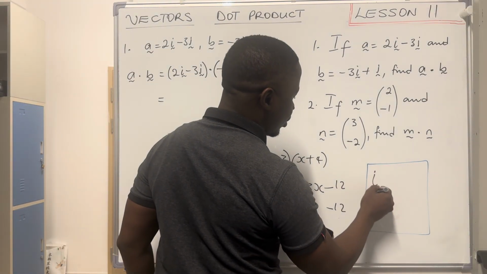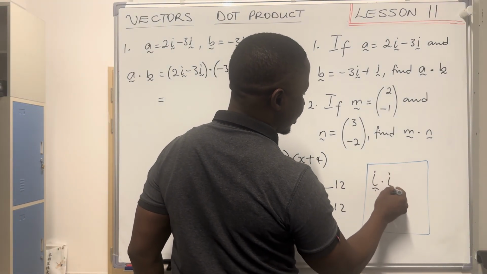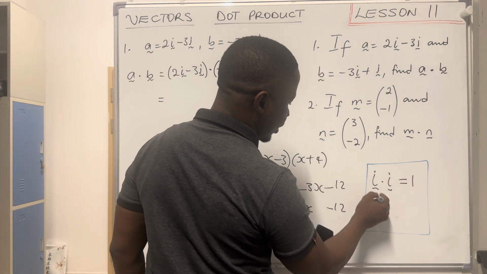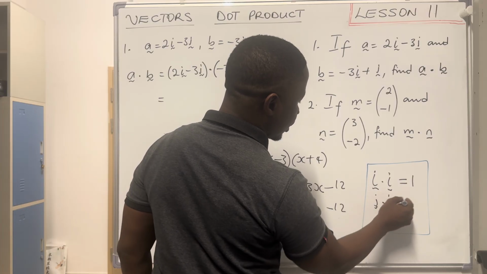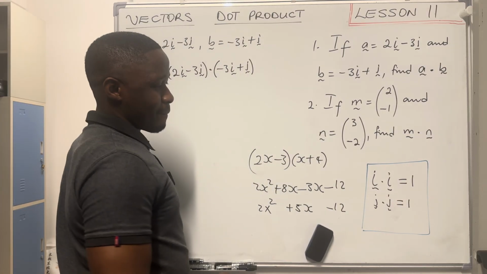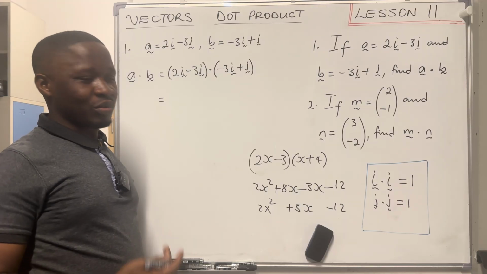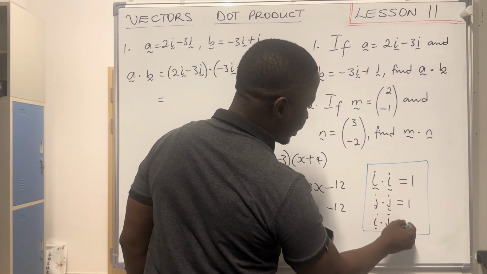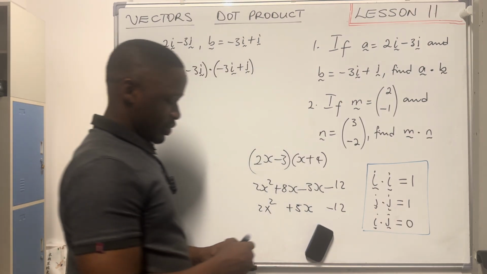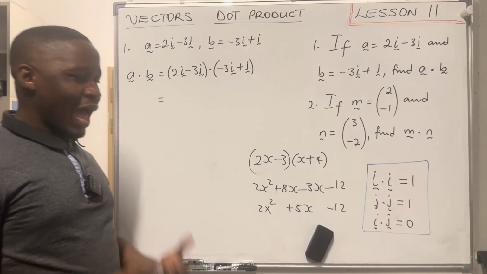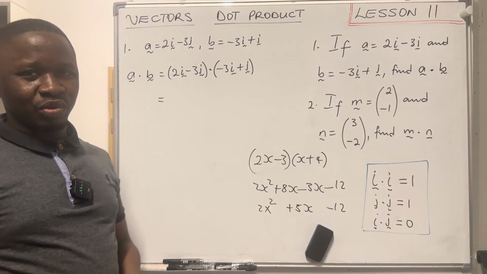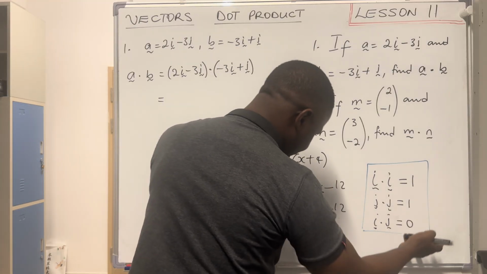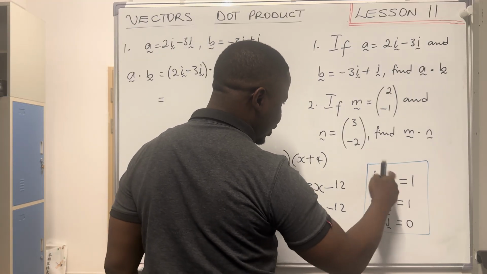But the thing is that I dot I is equal to 1. J dot J is equal to 1. They are unit vectors, 1. So I dot J is equal to 0. So note this one. I dot J is equal to 0. J dot I is what? So don't forget I dot J is 0. I is 1, J is 1.